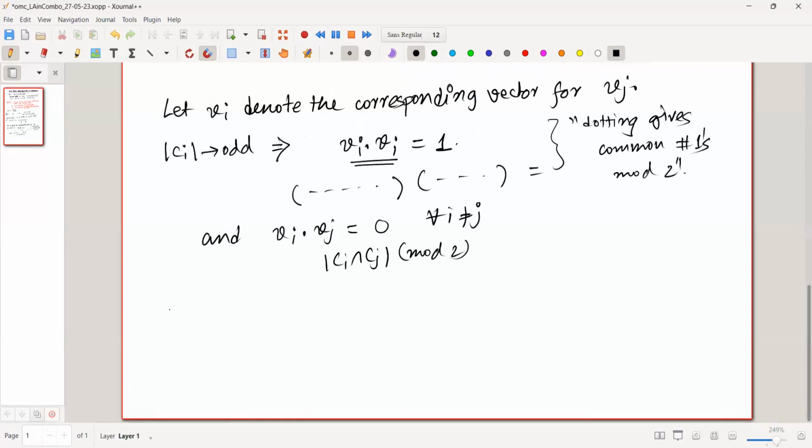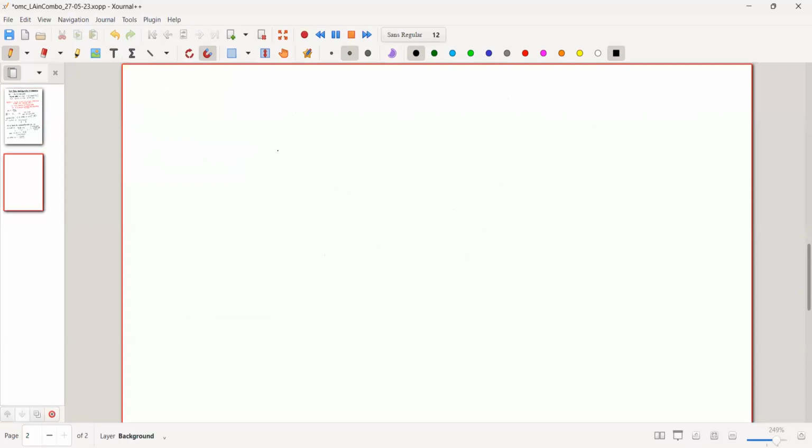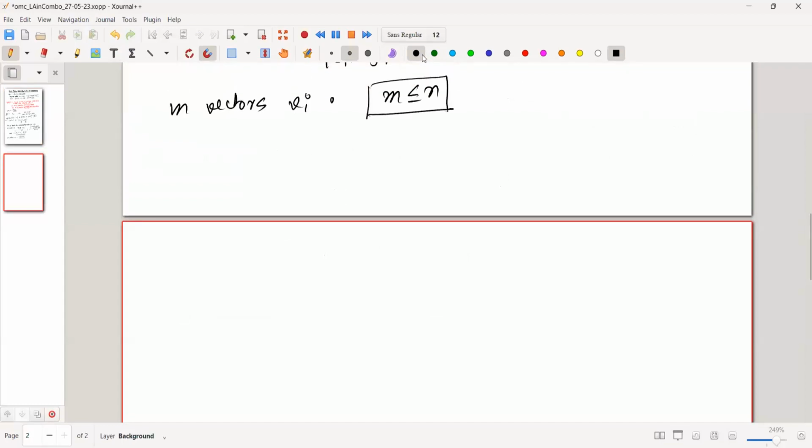Now I know that I have m vectors Vi, and I want to prove that m is at most n. I'm going to claim something stronger: I will prove that these vectors are actually linearly independent. This would obviously prove m at most n, because in F2 to the n you can have only n linearly independent vectors. So we prove the Vi are linearly independent.